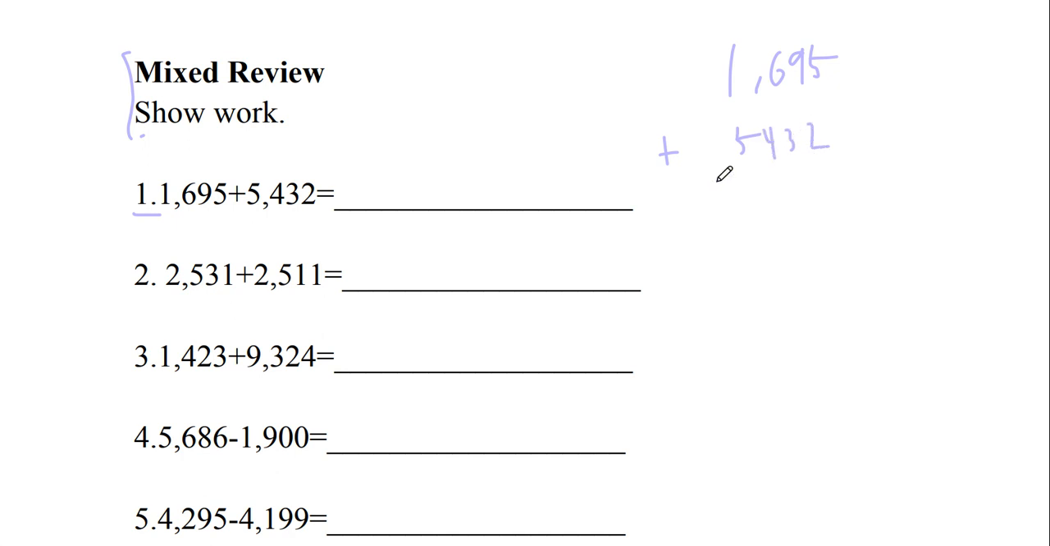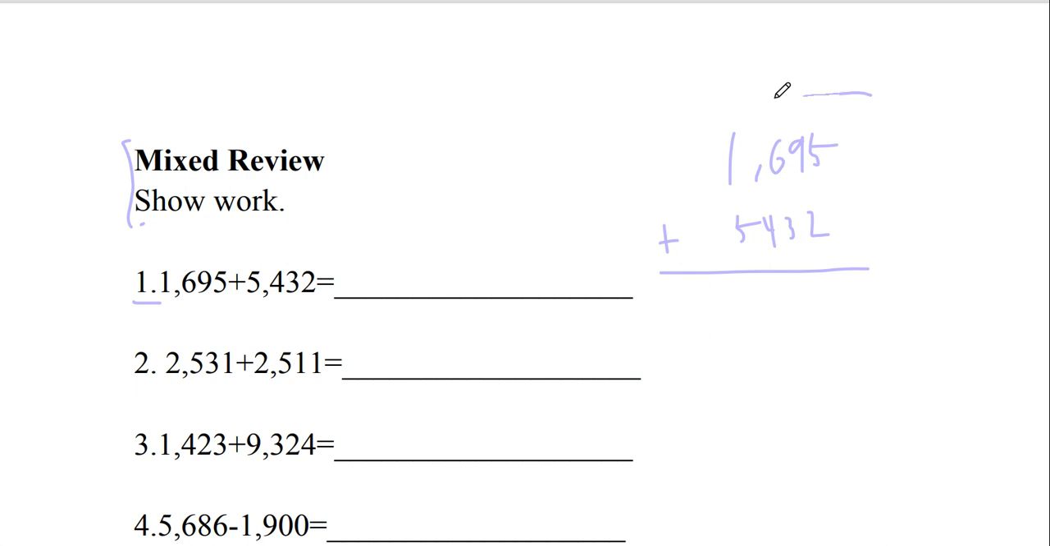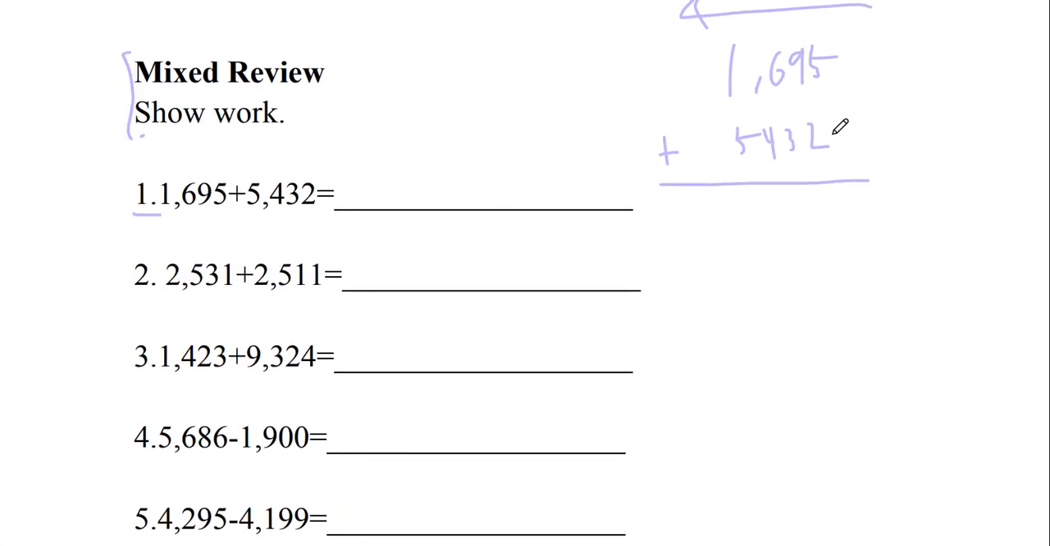Okay, if we add, remember we're adding right to left. So we're adding 5 and 2, which is 7. 9 and 3, which is going to be 12. And 1 plus 6 plus 4 is 11. And 1 plus 1 plus 5 is 7. So it'll be 7,127.